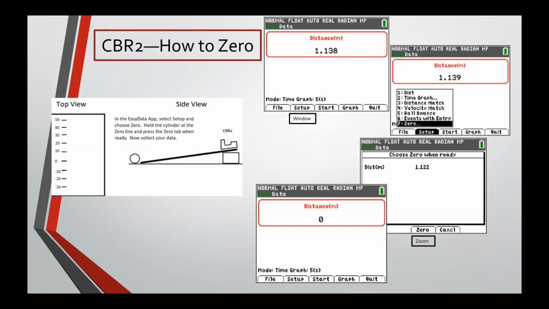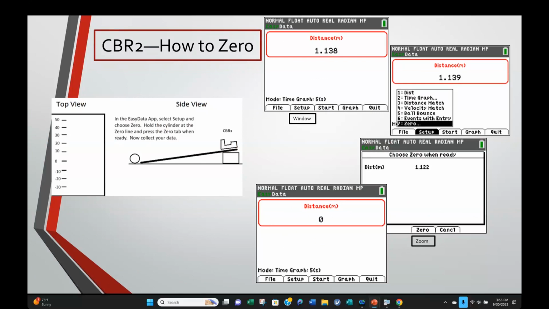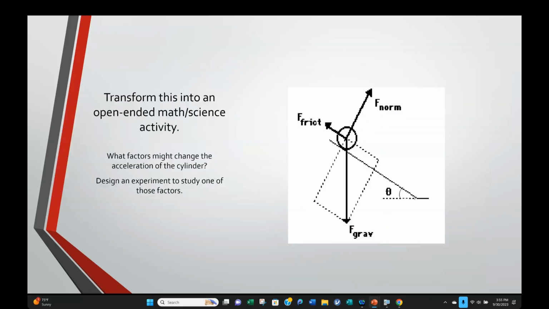But the thing about using CBRs and Easy Data is the tabs underneath. So you go to setup, you press the window key, and you select from the menu 0. And when you're ready, you press the zoom button, and the CBR is gathering 0 distances in addition to positive distances and negative distances.